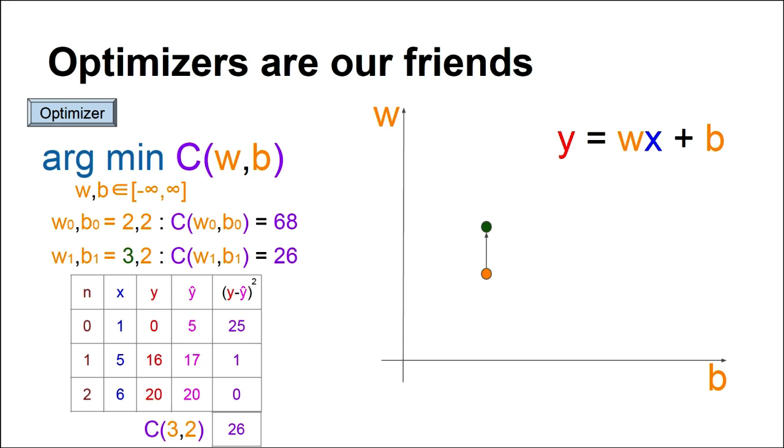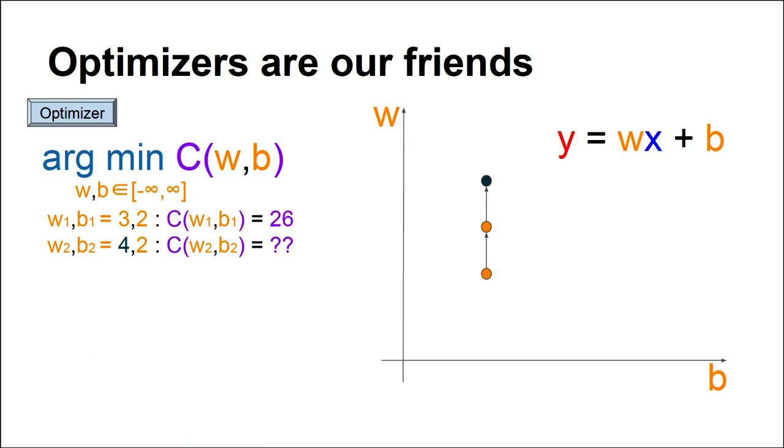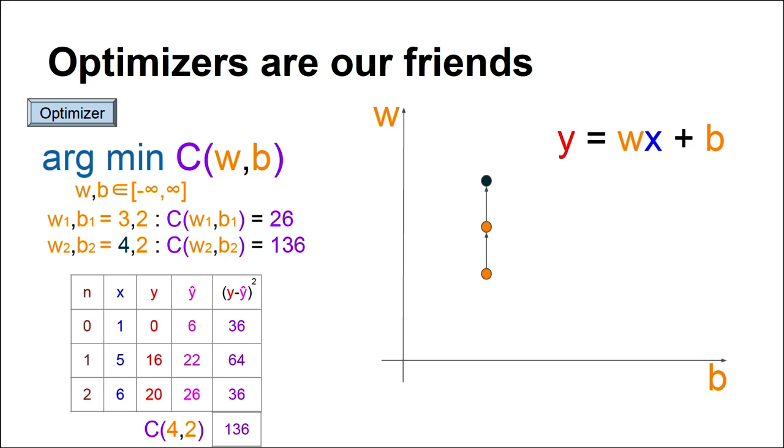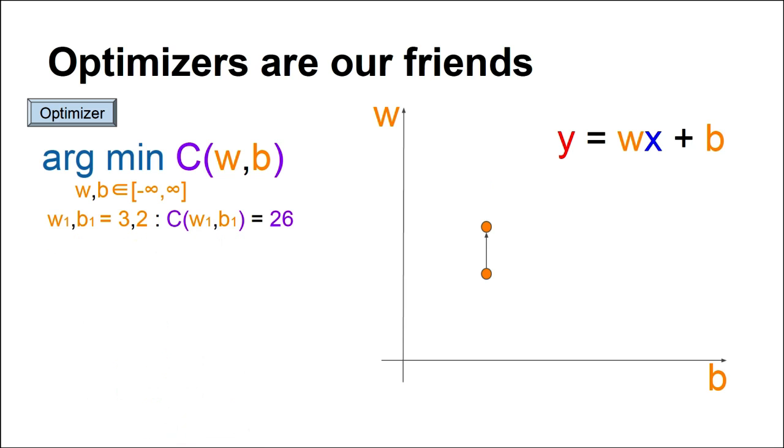So we draw the table again, and now we have 26. So 26 is better, so let's just keep this one. And now we start from the new point and try to find another point. So let's try adding another 1 to w and compute the cost function again. So now the cost is like 136, so it's not good. Then we don't go there.